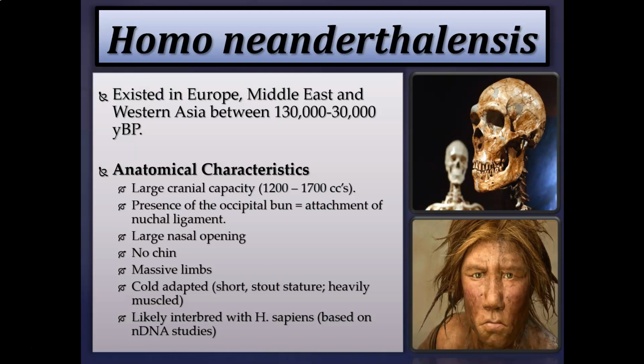Based upon nuclear DNA studies that have been done over the last 20 years, it is very likely that Neanderthals interbred successfully with Homo sapiens and produced viable, fertile offspring. So these DNA studies have even called into question whether or not we should consider the Neanderthals to be a completely separate species, or whether they're just a geographical variant or subspecies of Homo sapiens.